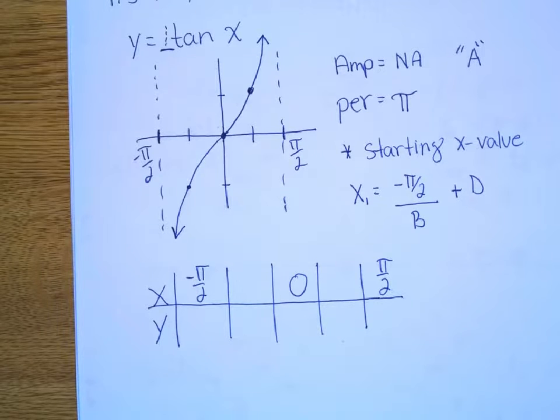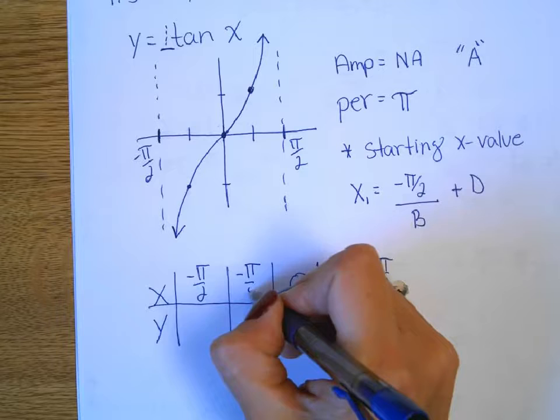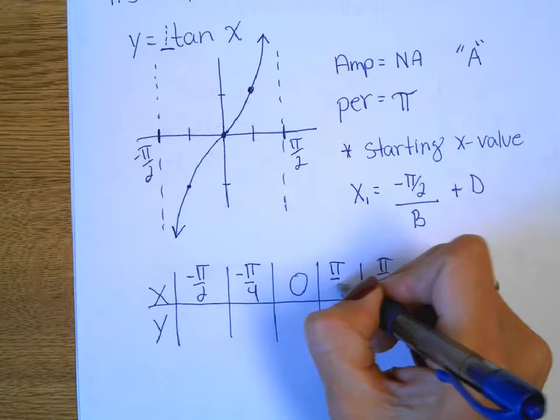This is going to be a ridiculous note card for the test. Okay. Yeah, really. Negative pi over 4. Pi over 4.